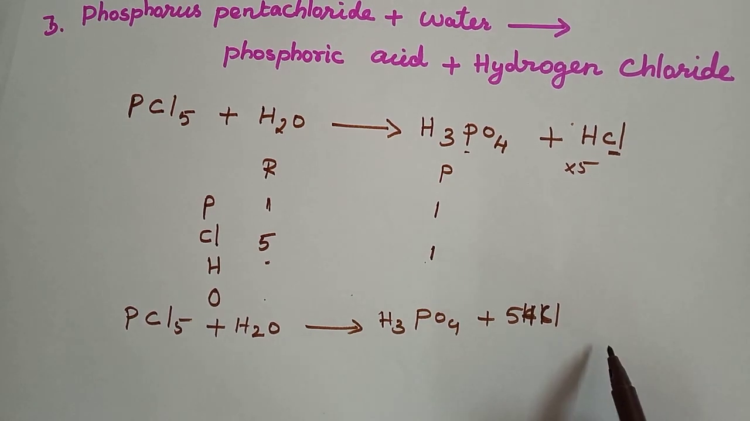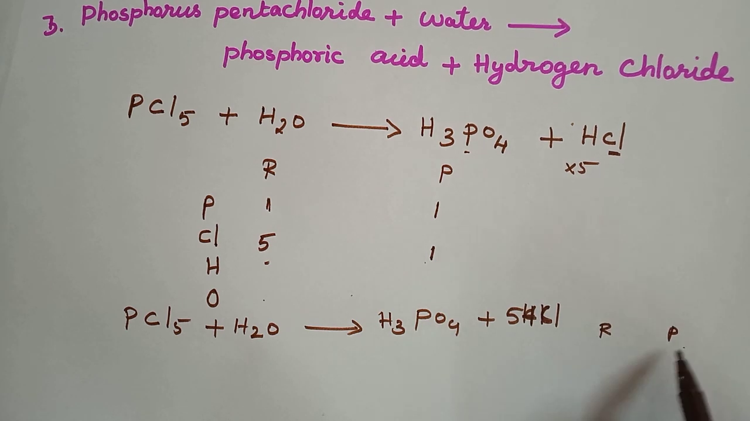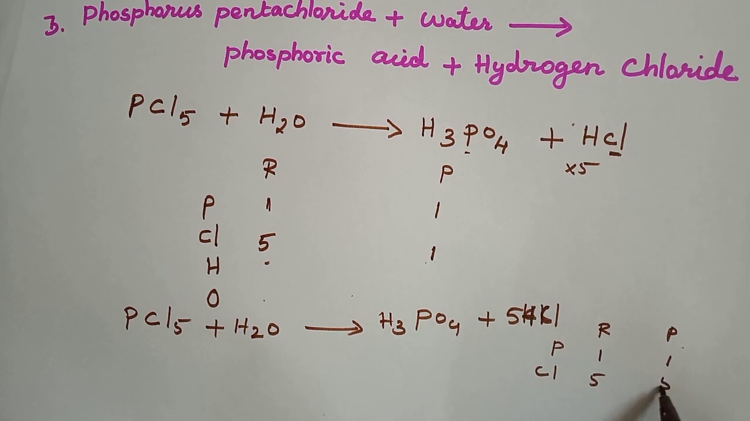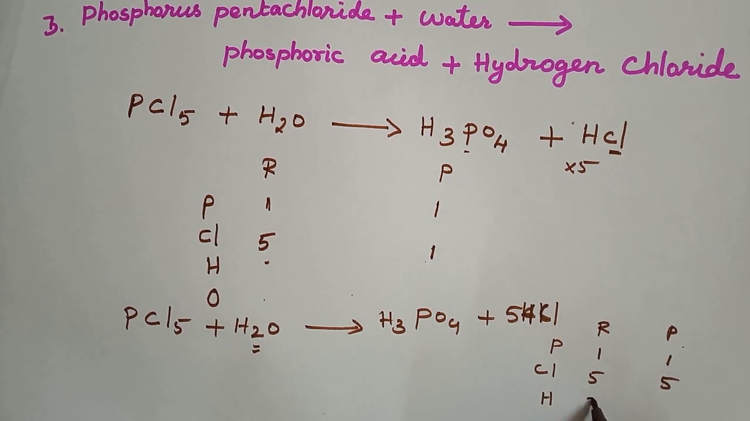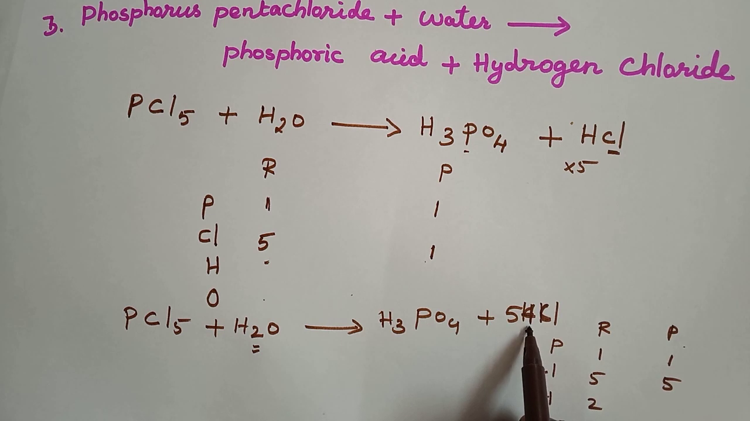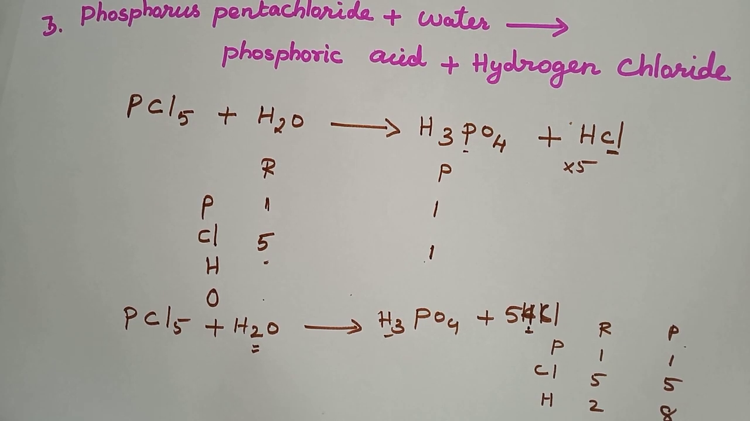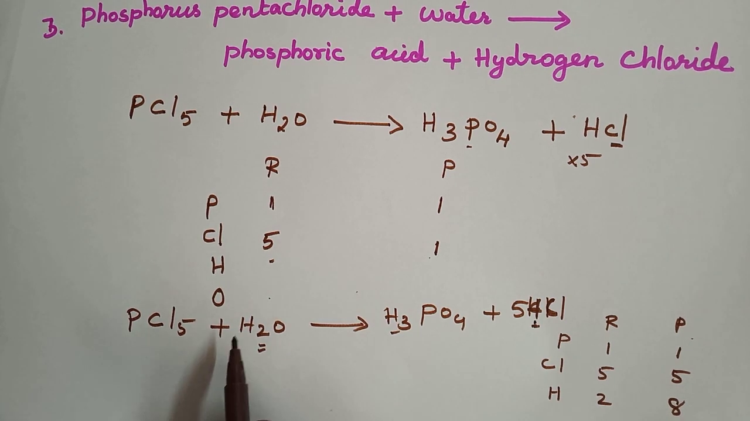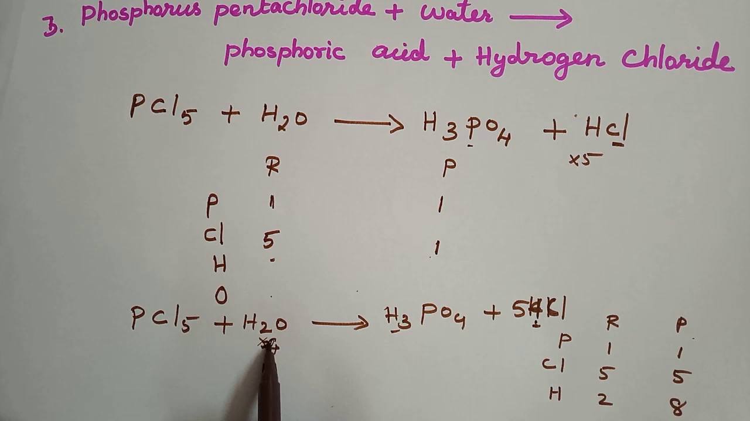Now shall we do it once again? Shall we balance the equation? Reactants, products. Reactant P, how many? 1, 1. Cl, how many? 5. Here 5. And H, how many do we have here? 2. Here how many do we have? 5 plus 3, 8 we have. Yes or no? Yes. Now we have to balance the chemical equation. What can we do? If you multiply with 2, 4, we will get 8. Yes or no? So shall we multiply with 4?